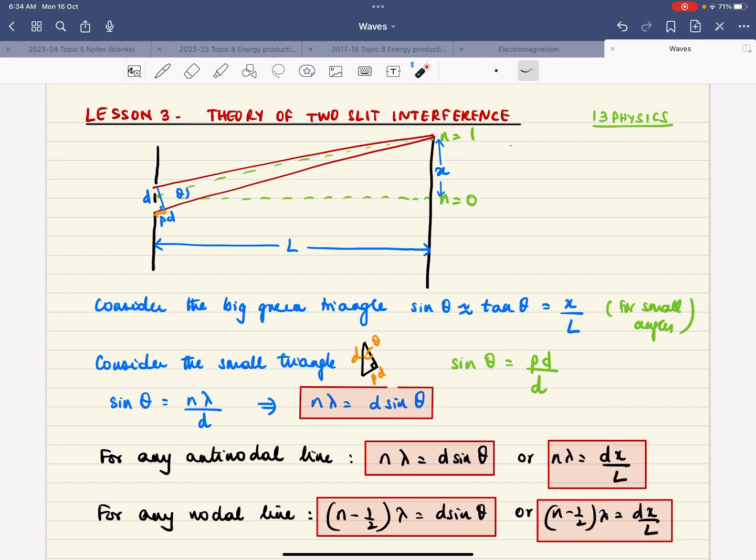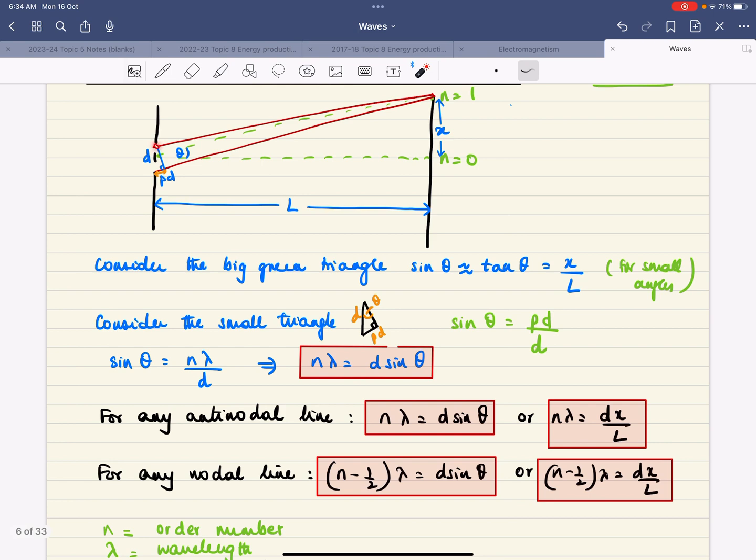Now if you look at this big green triangle over here, this length is almost the same as that length. So in other words, we say sine theta is almost equal to tan theta, and this is okay for small angles that are less than 10 degrees. Okay, and so that's equal to x divided by L. Now look at the small triangle over here. In this small triangle, here's your theta.